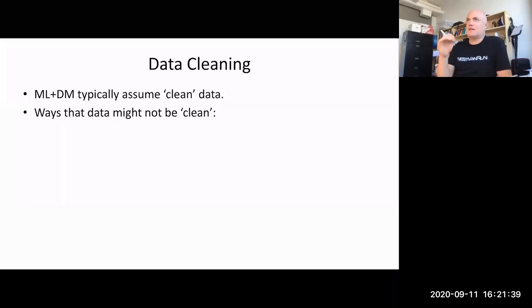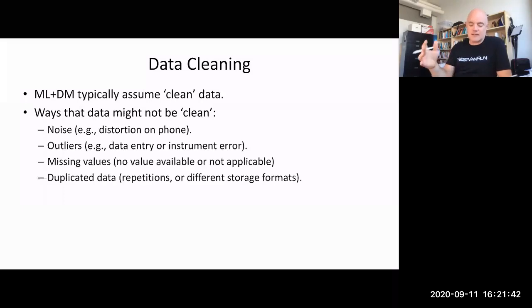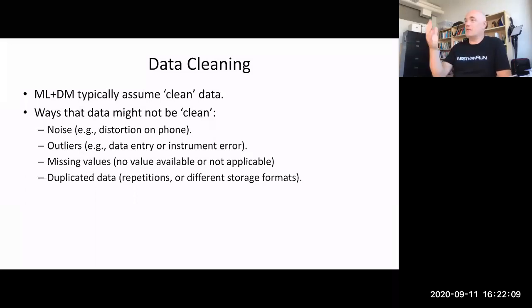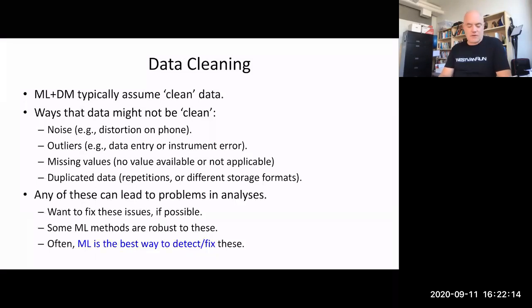So let's think about ways in which the data might not be clean. Various features or the entire sample could be distorted or noised in some way. There could be outliers that are caused by measurement error or data entry errors. There could be missing values simply because the data is not available or it's not applicable in a certain situation. There can be duplicated data. In other words, why do you need 2 columns with the exact same data? It's unnecessary. There can be different storage formats, and so on and so forth.